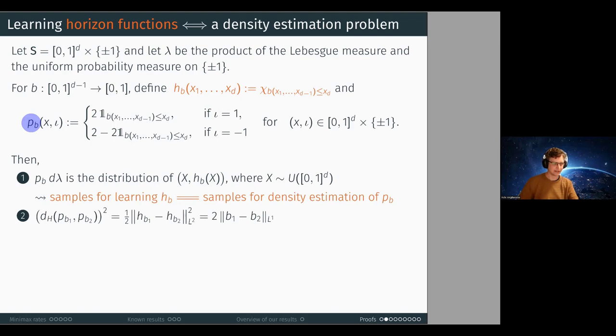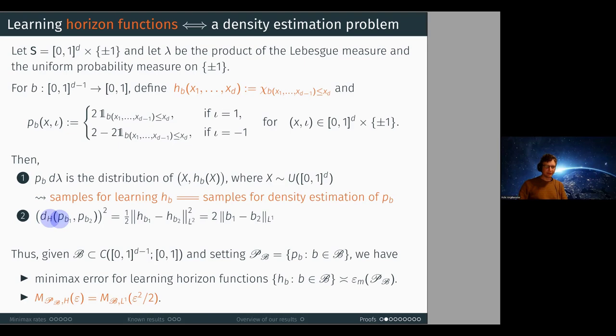And the second observation is that if you look at the squared Hellinger distance between two such densities for different boundary defining functions, then this is exactly the same, up to this factor, as the squared distance between the two horizon functions, and is exactly the same as the L1 norm of the difference of the two boundary defining functions. And why is this helpful? The Hellinger distance is essentially the L1 distance. This gives us a relation between the entropy numbers of the class of all these probability density functions with respect to the Hellinger distance. These are exactly related to the entropy bounds for L1 of the class of boundary defining functions. This is the first observation.